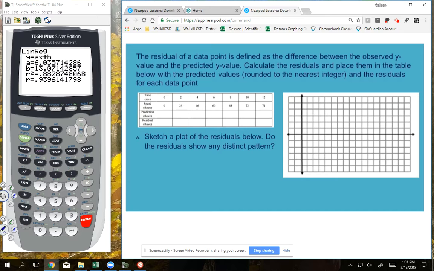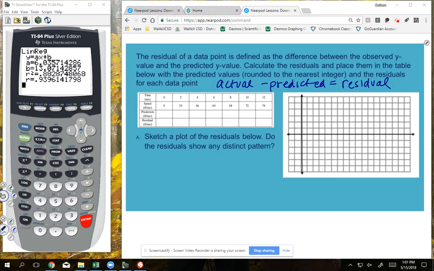All right. So to create the residual plot, what we do is we do our actual values minus our predicted values to calculate the residual. Write that down somewhere so you have it to see. So we have to calculate the predicted values.